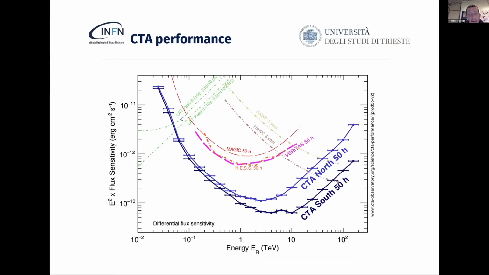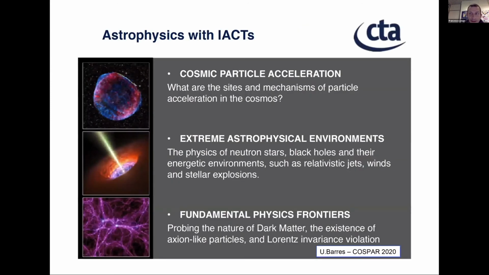CTA performance is improving in these energy ranges by a factor of 10 and more in the core business, around 1 to 10 TeV. But also at low energy, we have quite an extension with respect to MAGIC, H.E.S.S., and VERITAS. So I think this will really be a transient telescope, for sure it will be like that. Why? Because we need to test extreme environments like neutron stars, relativistic jets, and stellar explosions, which really need transient sensitivity.